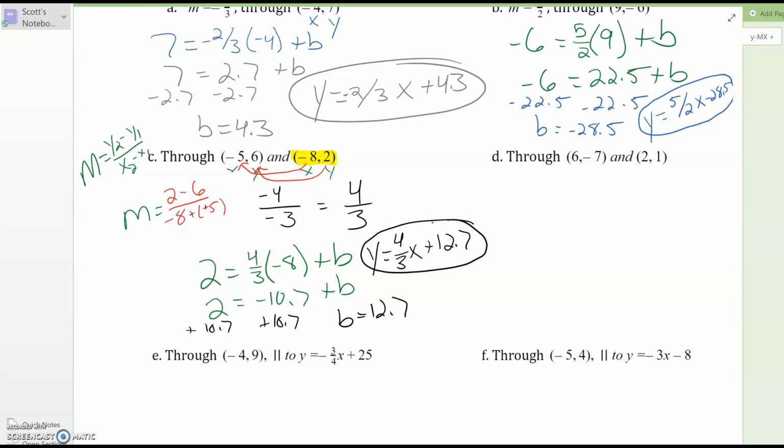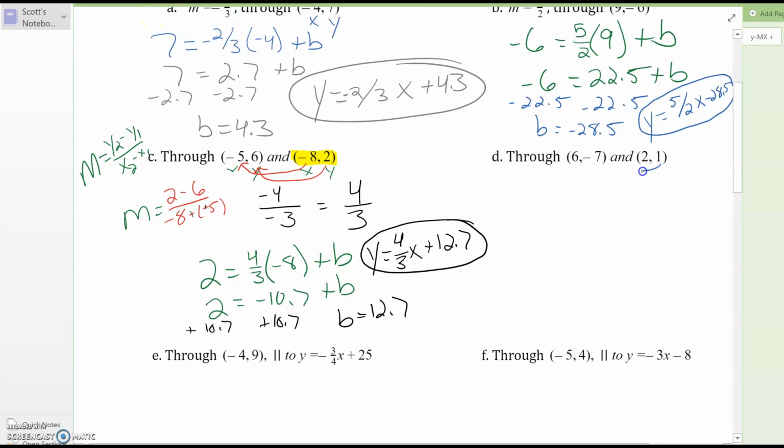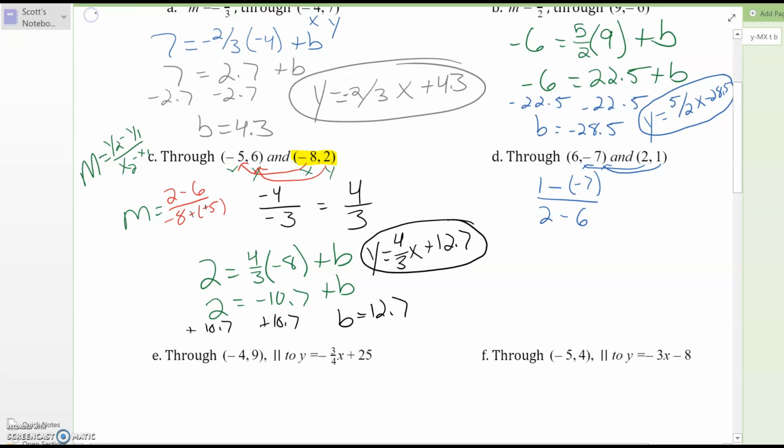All right. Now to do the next one. y2 minus y1, 1 minus -7, over x2 minus x1, 2 minus 6. 1 plus 7, so make sure you change those signs. 1 plus 7 is 8. 2 minus 6 is -4. That's going to simplify to -2.